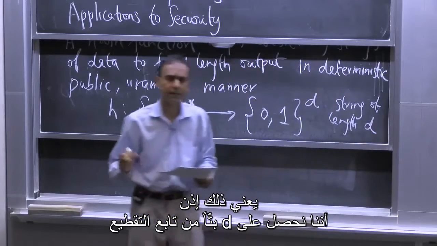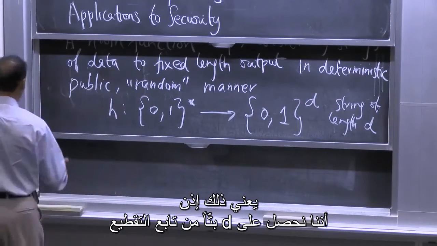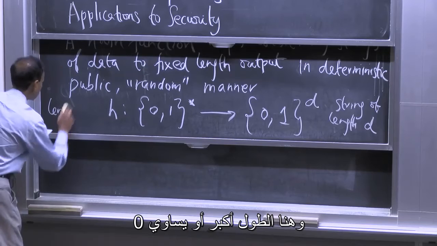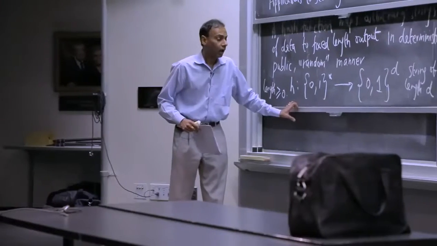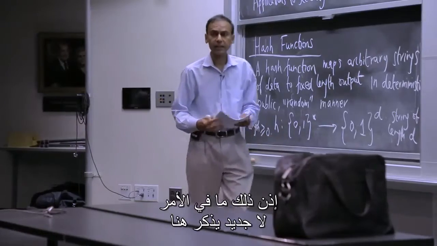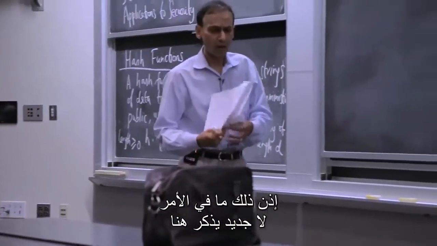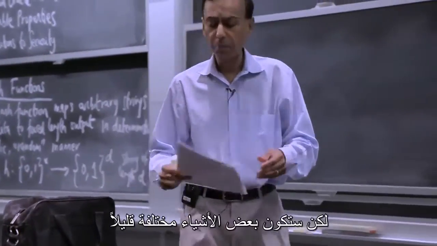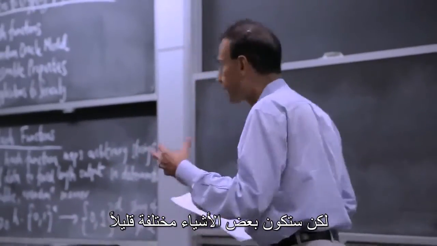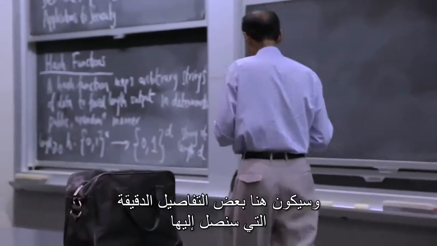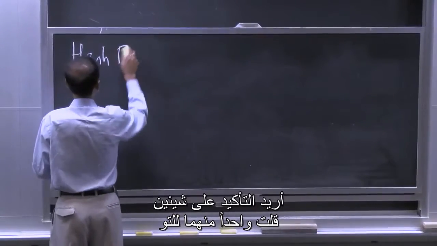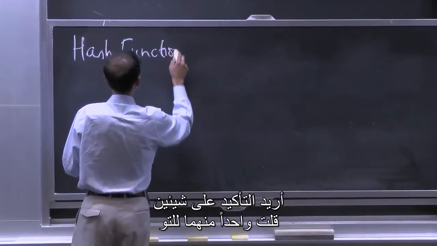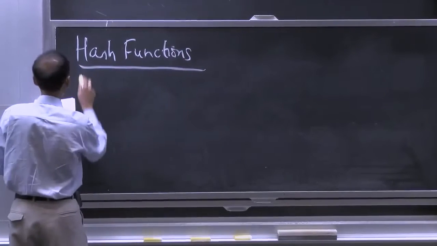So that means that you're getting d bits out from your hash function, and here the length is greater than or equal to 0, right? So that's it. Not a lot that's new here, but a few things that are going to be a little bit different, and there's some subtleties here that we'll get to. I want to emphasize two things, one of which I just said.